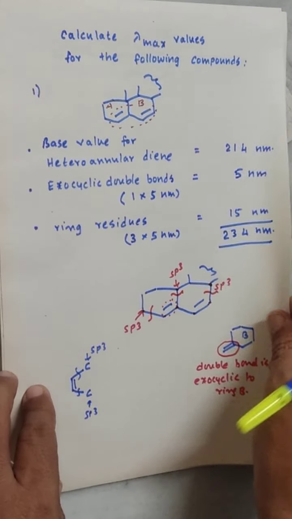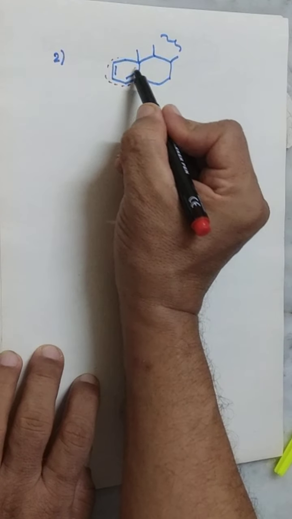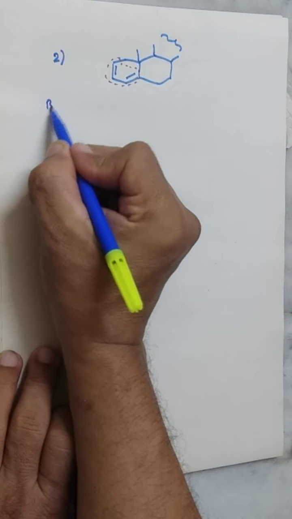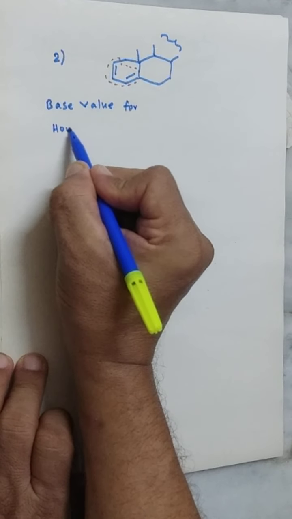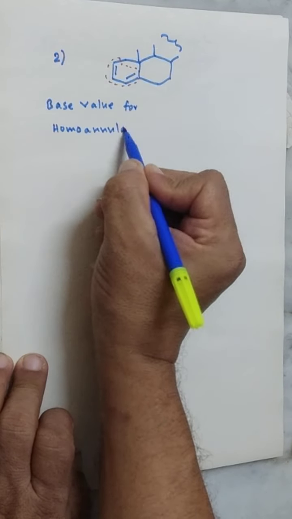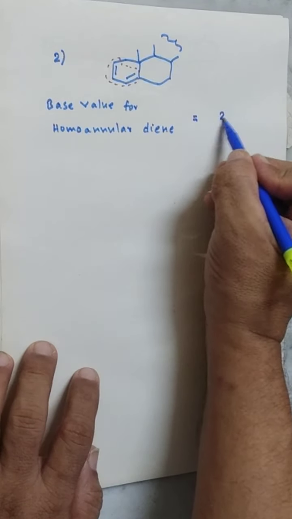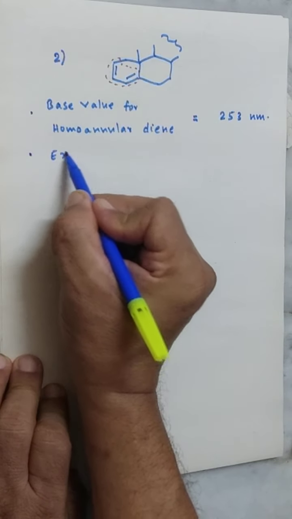Then let us go to the second example. Now if you observe carefully this molecule, this becomes a homoannular diene. So this is your homoannular diene. So the base value for homoannular diene, as I already told you, is nothing but 253 nanometers. Then you have to go for exocyclic double bond.